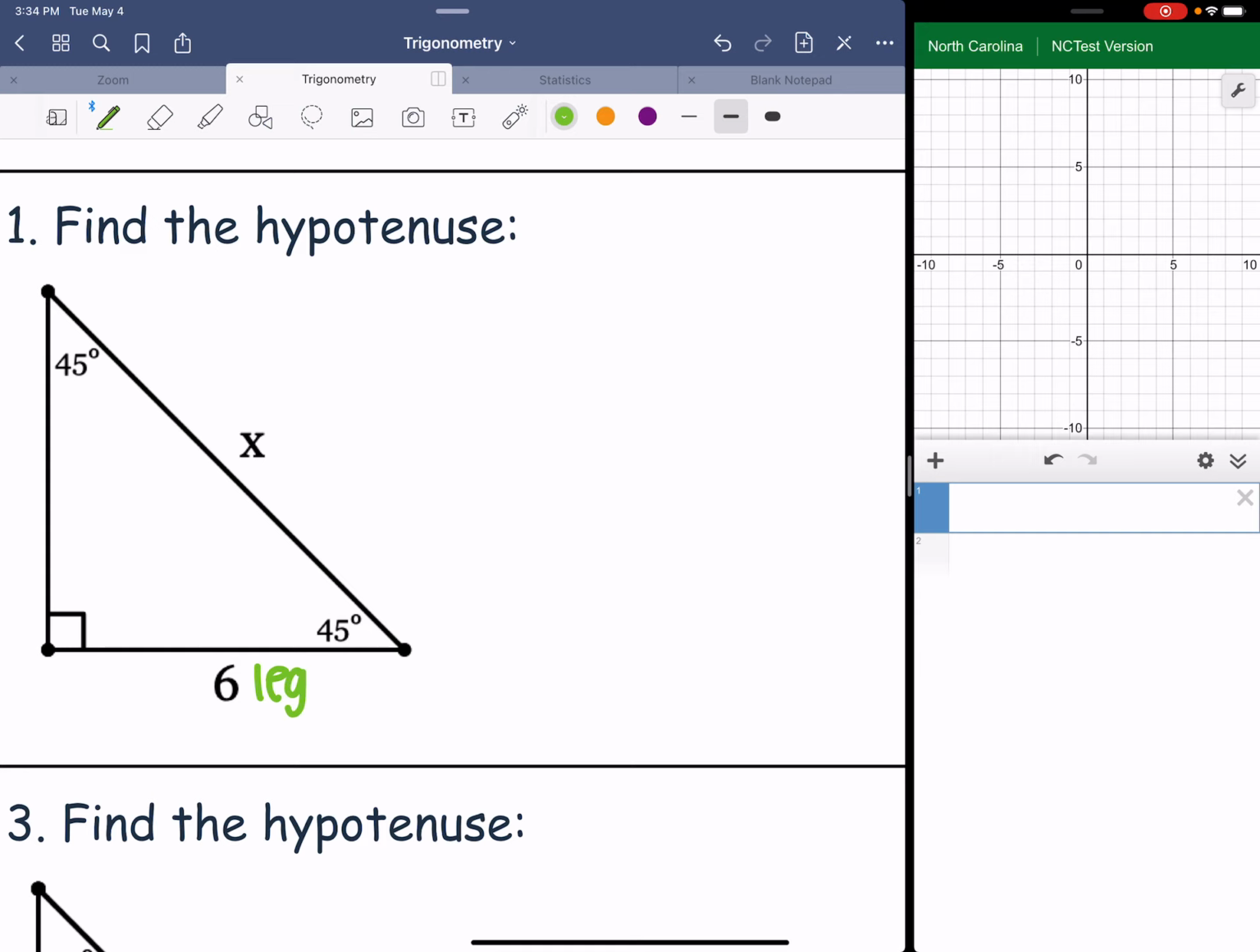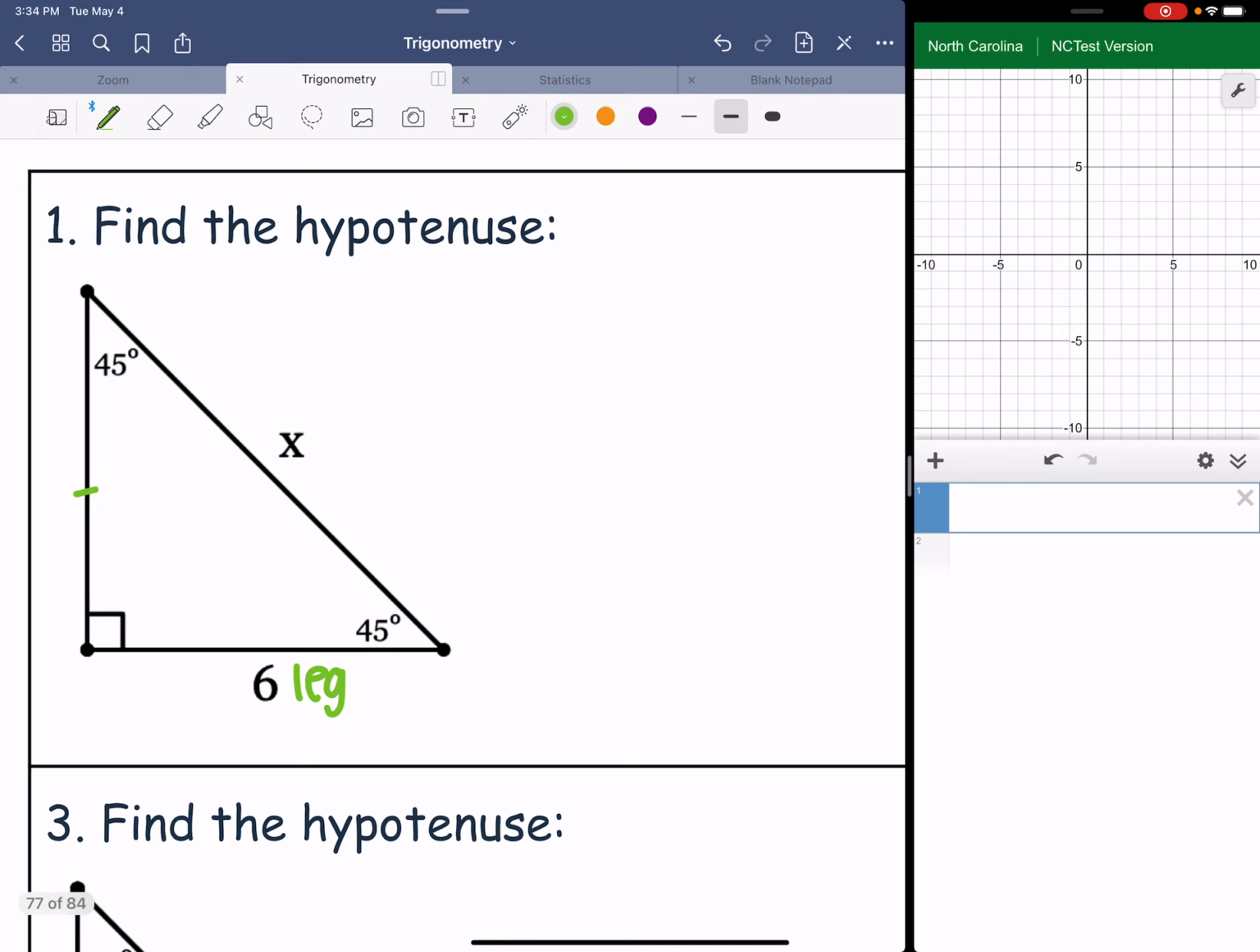Since this is a 45, 45, 90, even though we weren't asked for it, we can say with confidence that the other leg is also 6. And the hypotenuse is always going to be the leg times the square root of 2. So the hypotenuse here is going to be 6 square root of 2. And that's all there is to it.